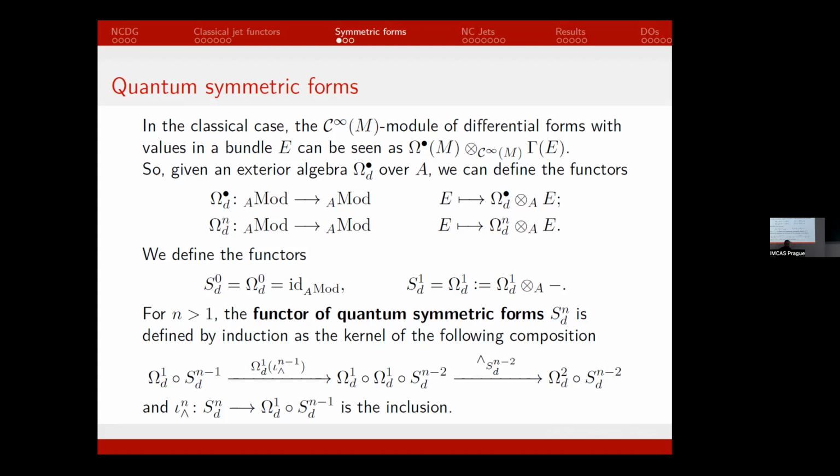So asking the kernel of the wedge, we are basically saying that the wedge vanishes in that component, and that's what gives the symmetry. And we call it quantum symmetry because, of course, it doesn't in general correspond to the standard symmetry. So we don't have commutativity, but we have a symmetry induced by the exterior algebra.